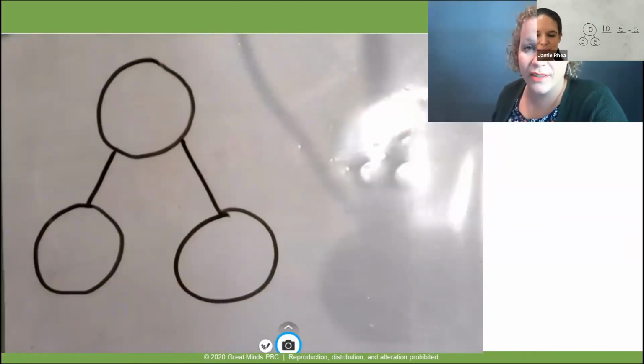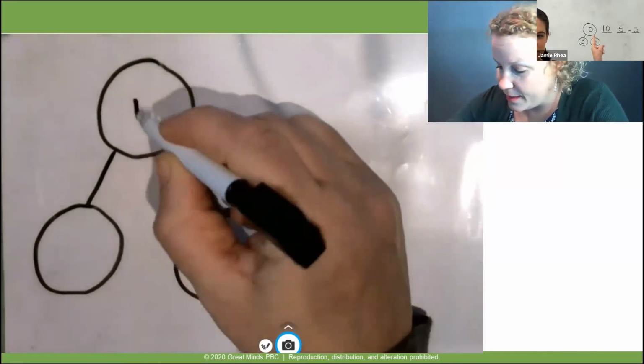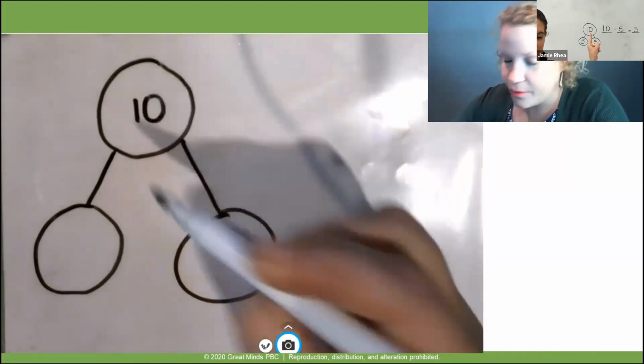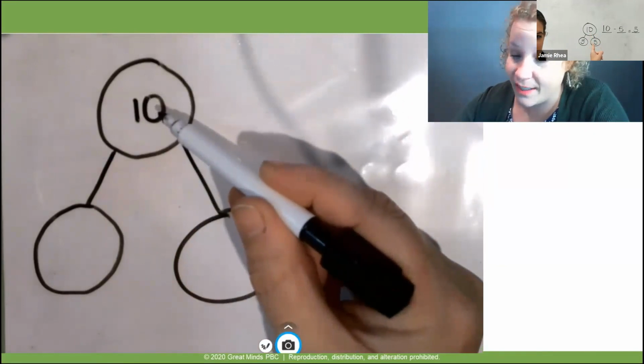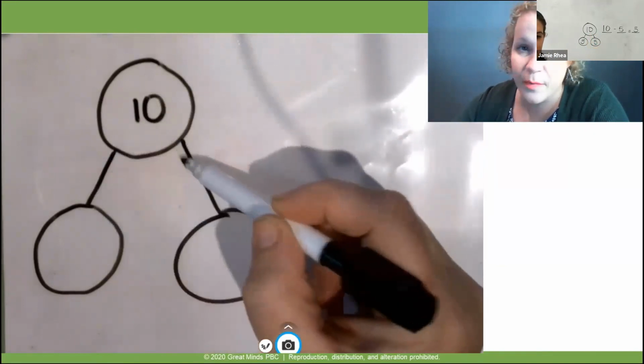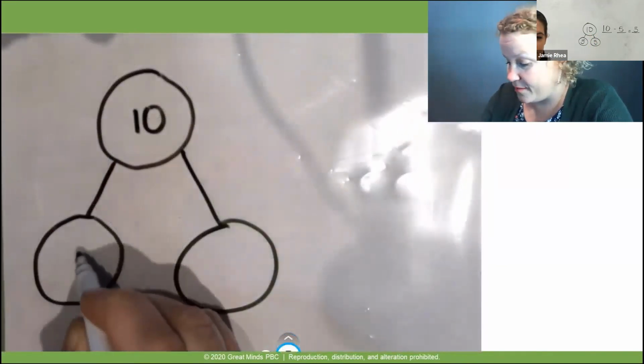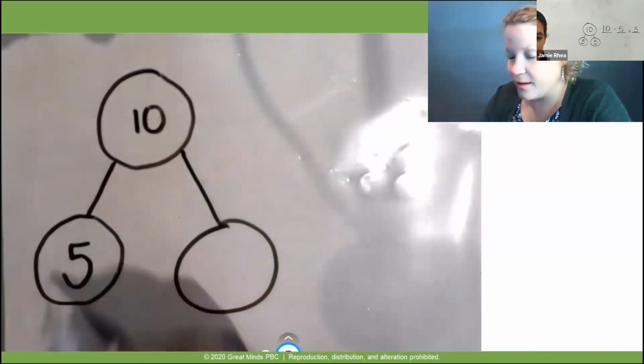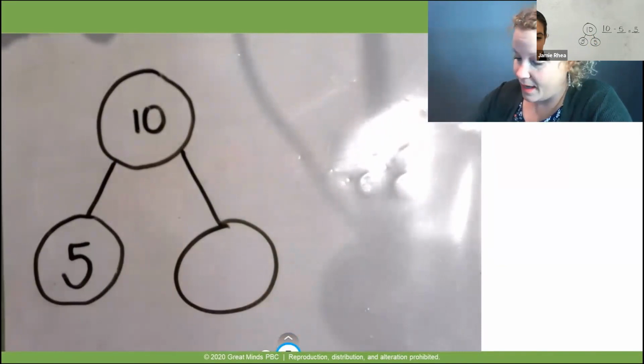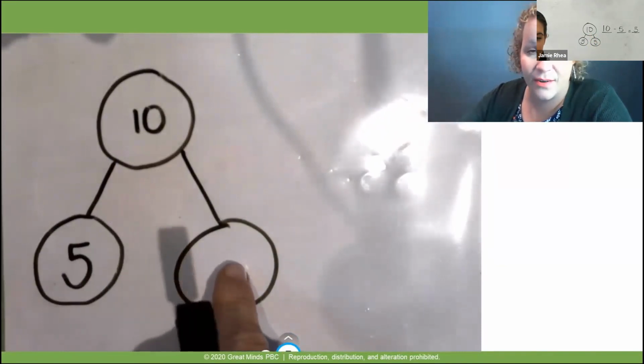Here's how I filled out my number bond. I knew that my total was 10, so I put 10 right here where the total goes. I know that the total goes here because it has the 2 parts coming off from it. That one part was 5, so I put that right here in one of the parts. And this now is my unknown.